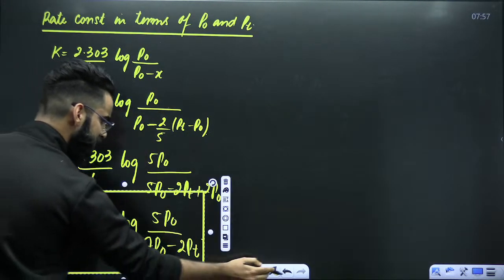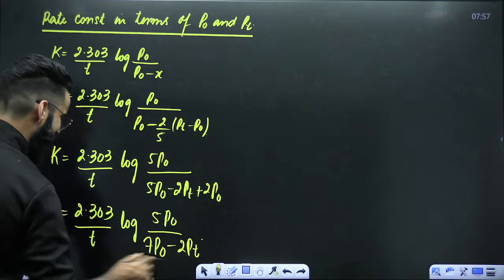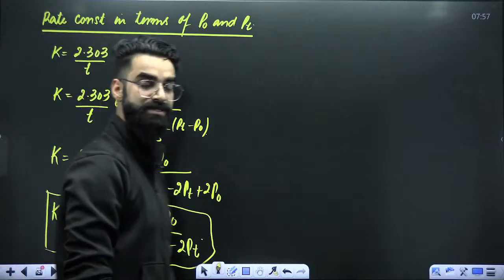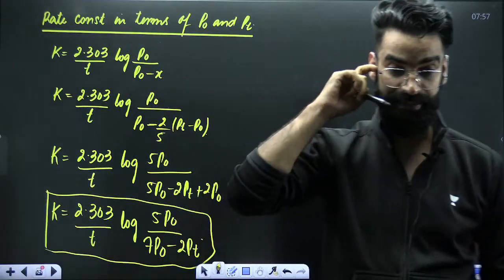Expression of rate constant in terms of PT and P naught. So you got the expression of rate constant in terms of PT and P naught. I hope this is clear.